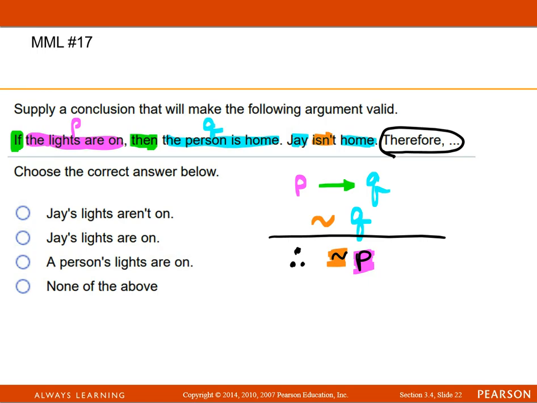J's lights aren't on. There you go. Because P is the lights are on, we need to negate that to make it a valid argument. And the only one that makes sense is J's lights aren't on. All right, I'll go ahead and do the next one as well.